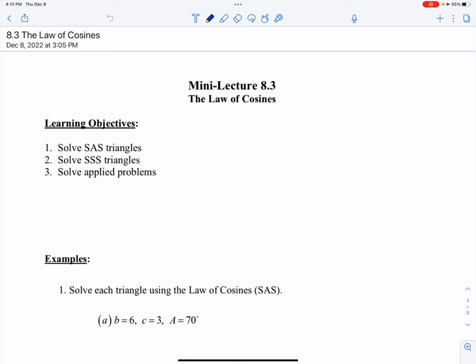Welcome to 8.3, the Law of Cosines. Some of our objectives: solve side-angle-side triangles, solve side-side-side triangles, and then use these to solve applied problems.